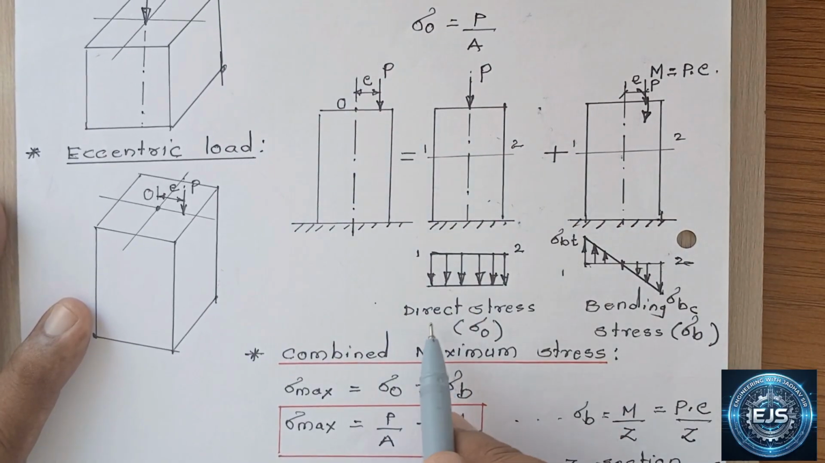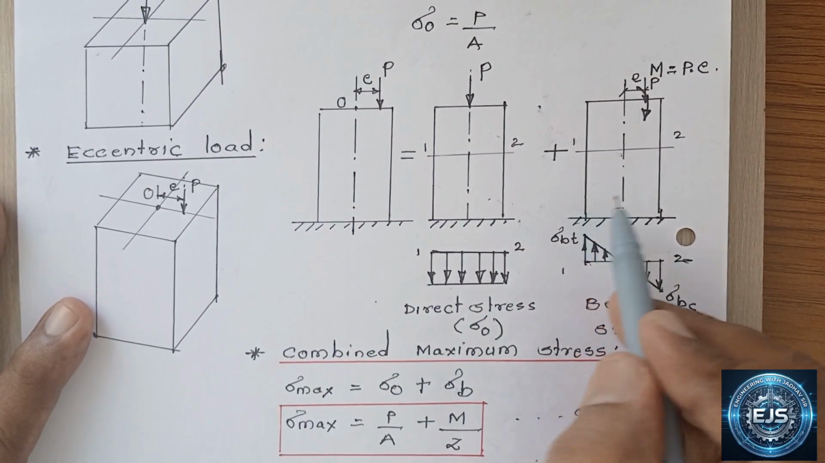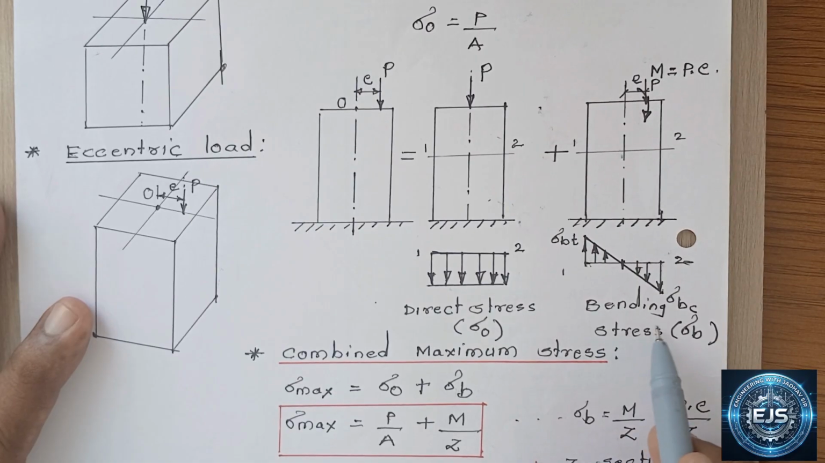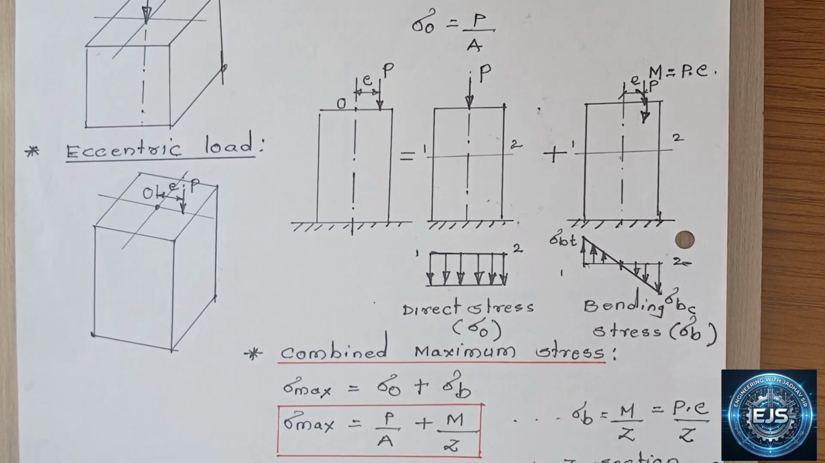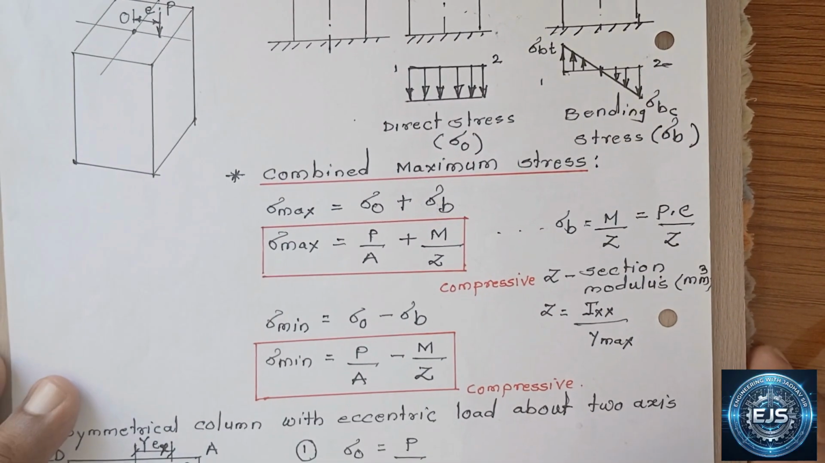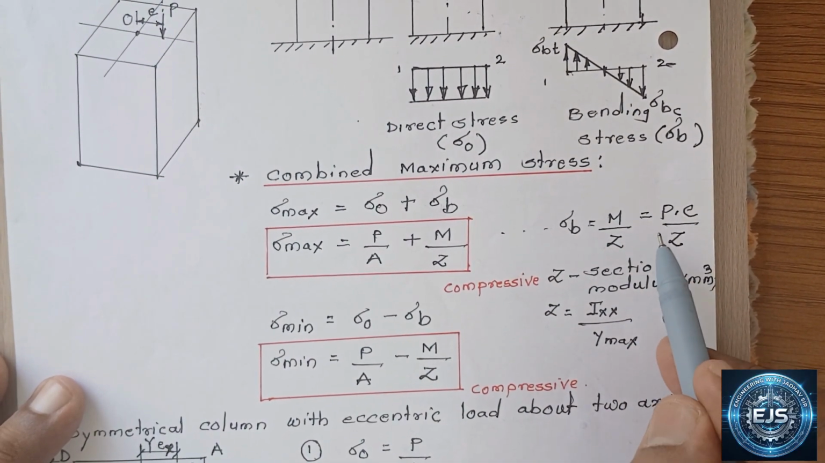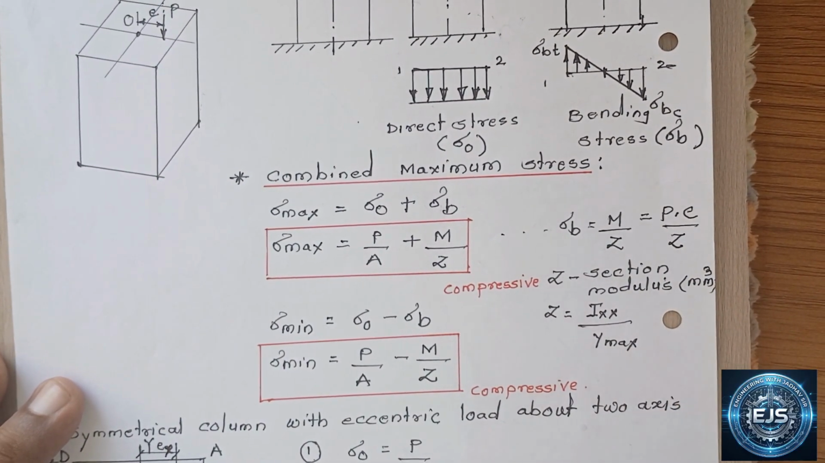One, it produces a direct stress of magnitude sigma naught, and also it produces a bending stress of magnitude sigma b. और bending stress कैसे कैलकुलेट करते हैं? तो m by z, right? And m is nothing but p into e upon section modulus z.